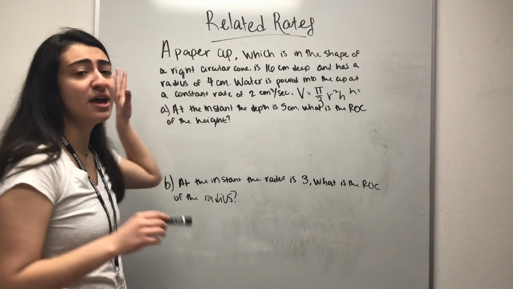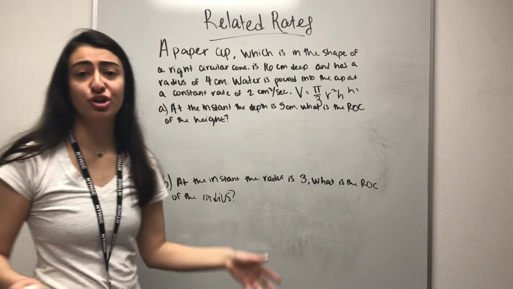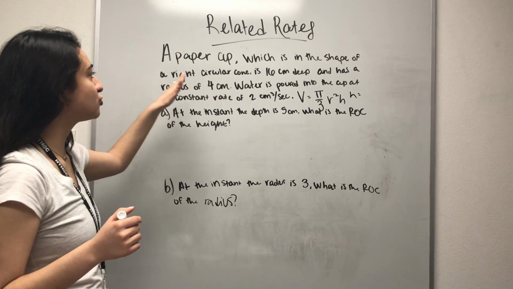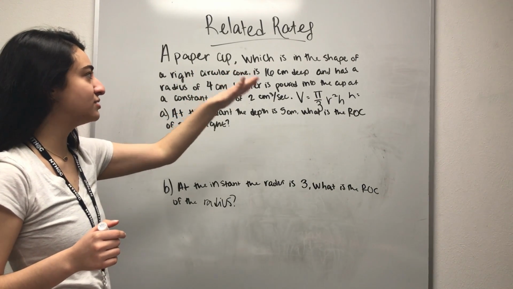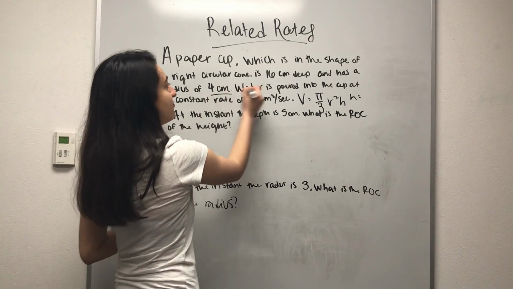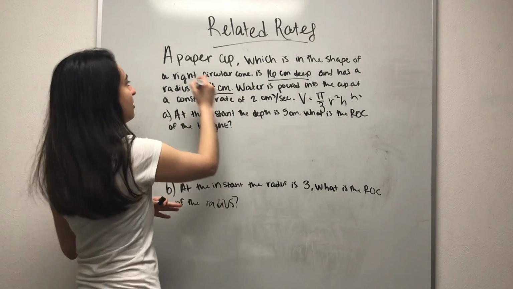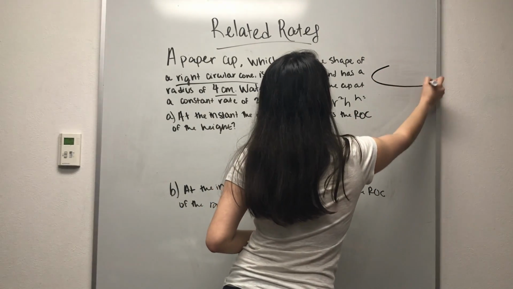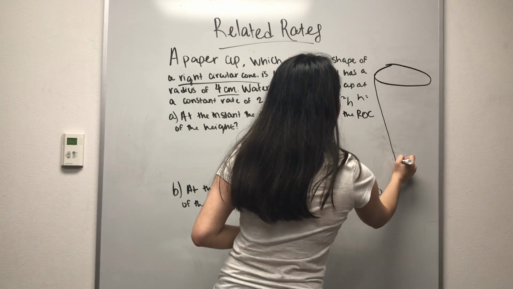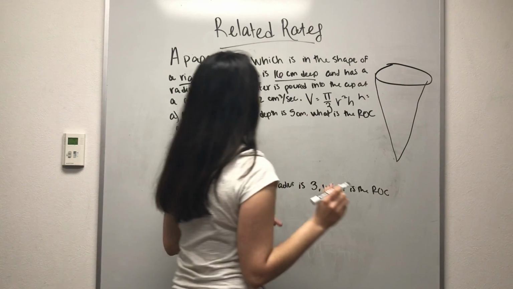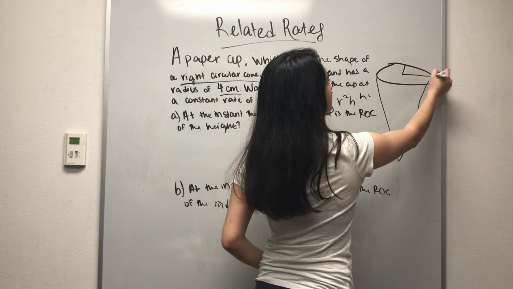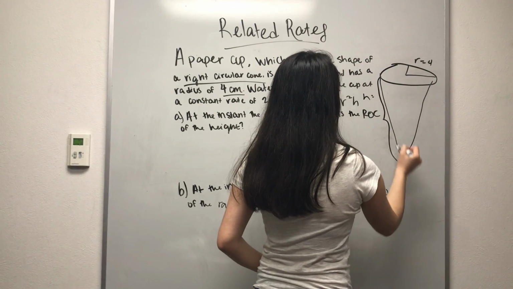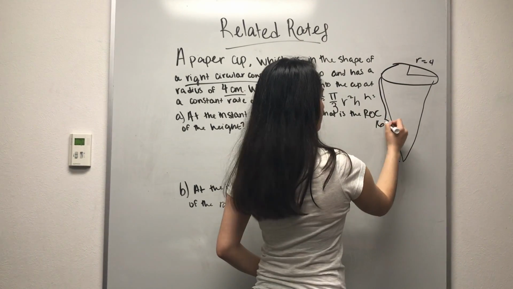So we're going to first start off with a problem that is about a circular cone. The problem is: a paper cup, which is in the shape of a right circular cone, is 16 centimeters deep and has a radius of 4 centimeters. Let's stop right here and draw this out because that always helps. Okay, a right circular cone. Just do your best to draw it out because I know it might not seem obvious. Radius is 4, and then the height they said is 16 centimeters.